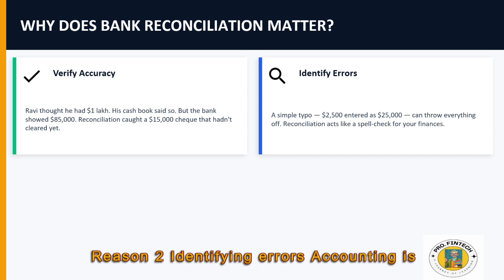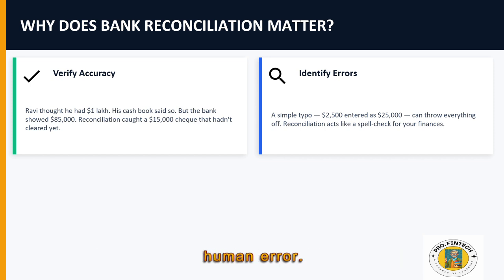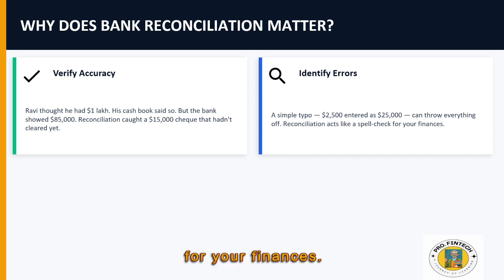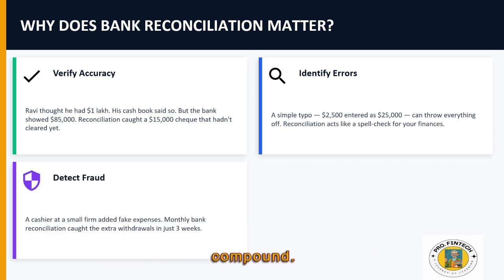Reason two, identifying errors. Accounting is human work, which means it's subject to human error. A typo, entering $2,500 as $25,000, throws everything off. Bank reconciliation is like a spell check for your finances. It catches those mistakes before they compound.